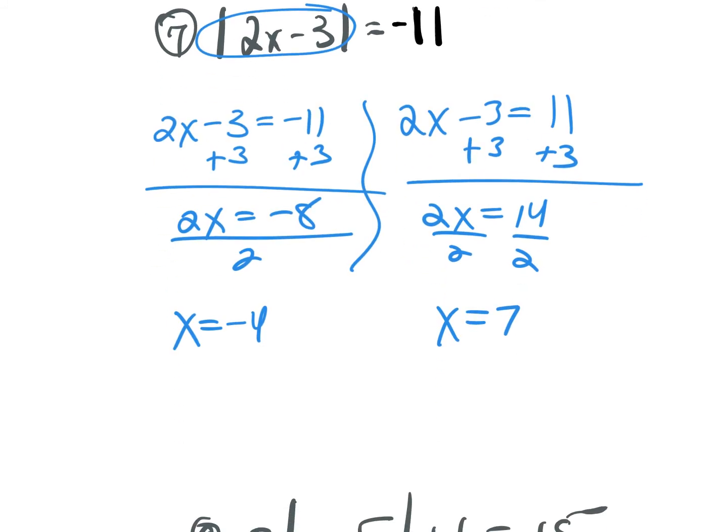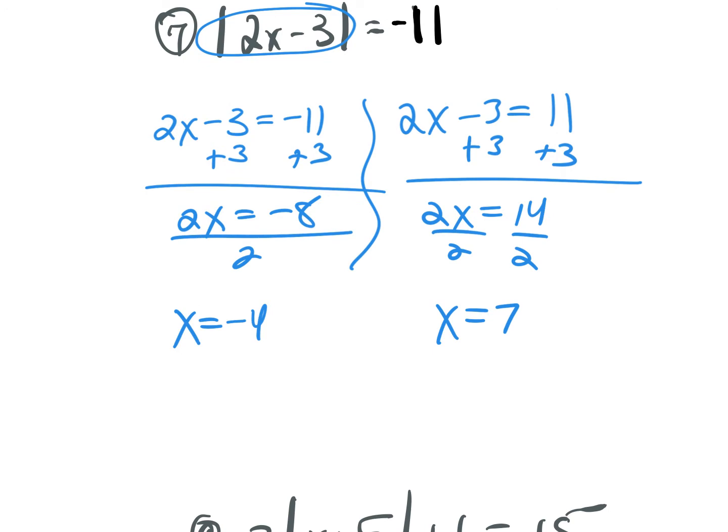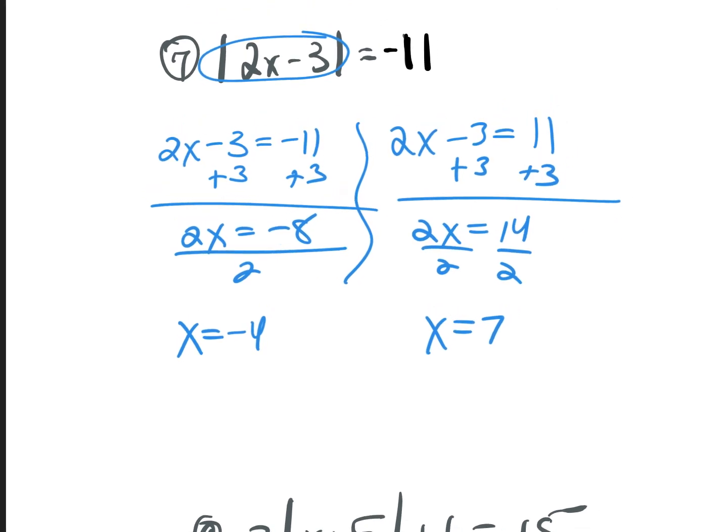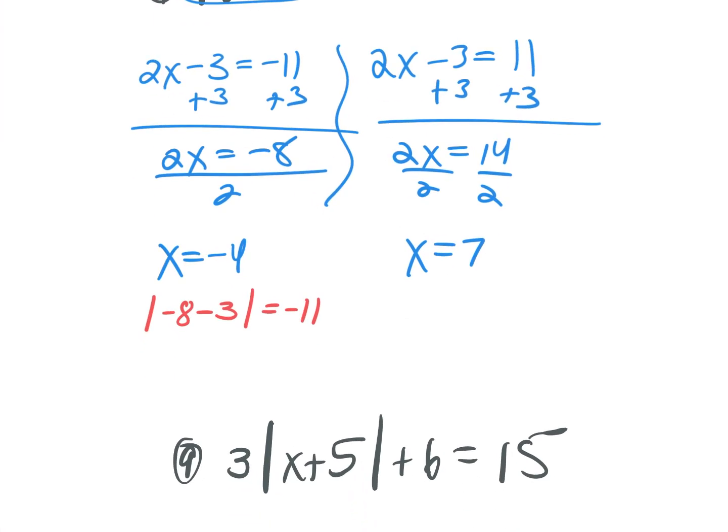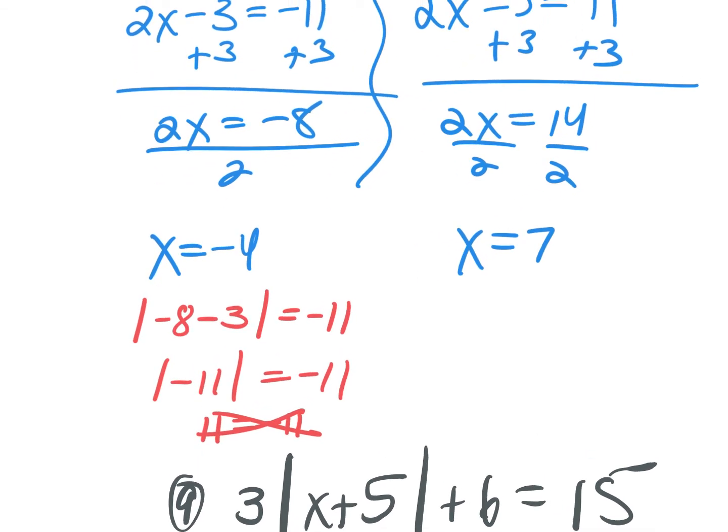Now, here is why you have to check, guys. I'm going to plug back in. I'm going to actually work it out below so you guys can see. When I plug back in negative 4, do you guys agree with me? Negative 4 times 2 is negative 8 minus 3, right? So I have on the left-hand side the absolute value of negative 11 equals negative 11. Is that a true statement? Why not? Because the absolute value of negative 11 is positive 11. So this is not a true statement. Does negative 4 work? No.